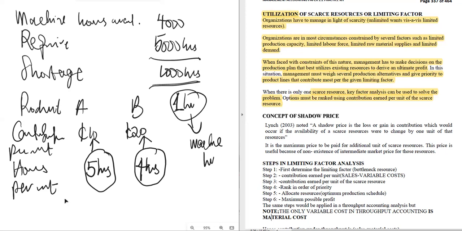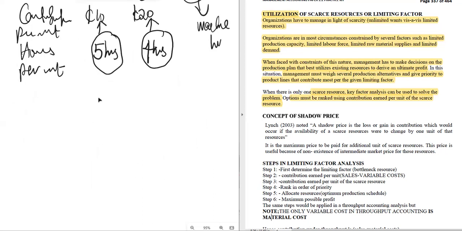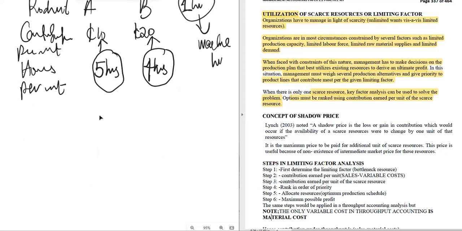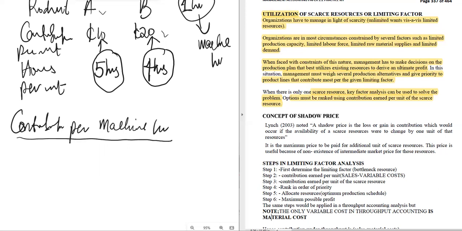Since we know that each product makes a contribution for its hours of use, if you put in 5 hours you make a contribution of 10 cedis for product A, and if you put in 4 hours you make a contribution of 20 cedis for product B. Therefore, I must find the contribution per unit of the scarce resource, which is the contribution per machine hour. In this case, machine hour is the limiting factor, or what we call the bottleneck resource. It slows down the production process because it is limited.